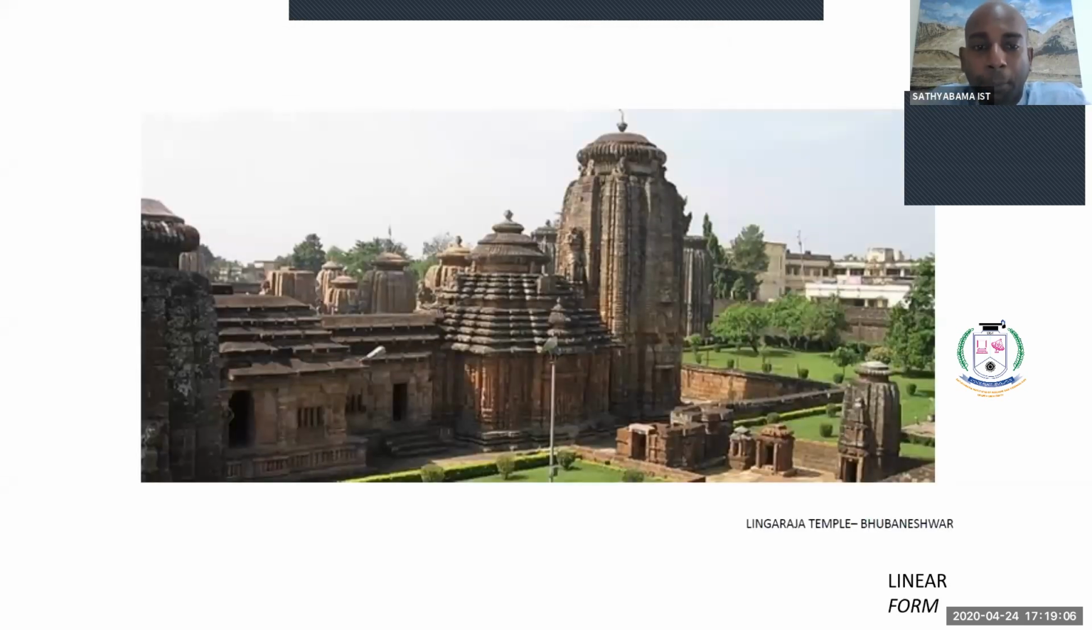Right. So the first example is the Lingaraja temple in Bhubaneswar, right? You saw the plan earlier where it's basically a sequence of. You also notice that it modulates in height.